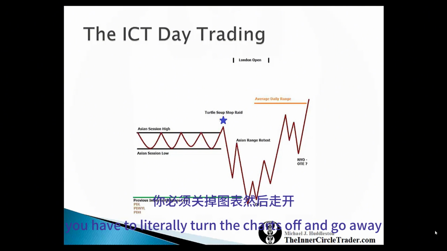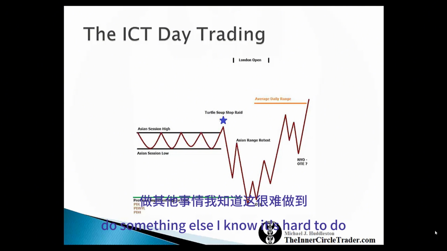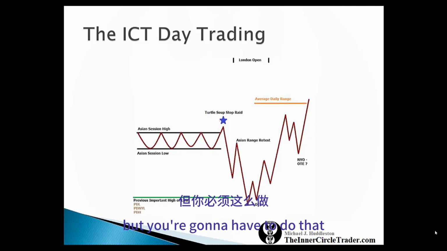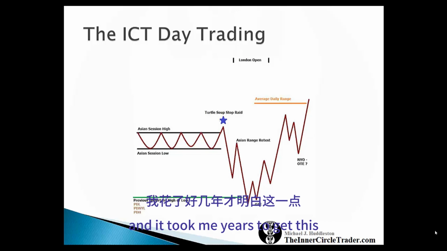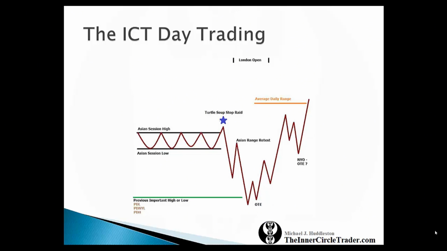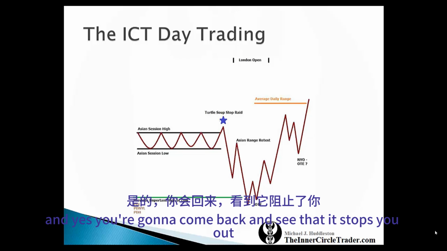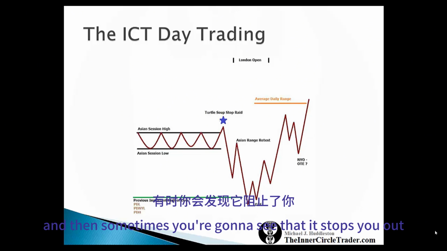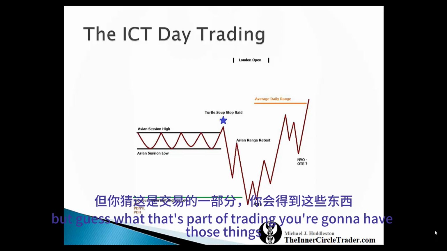You have to literally turn the charts off and go away. Do something else. I know it's hard to do, but you're going to have to do that. And it took me years to get this, where I just simply let it happen. And yes, you're going to come back and see that it stopped you out. And then sometimes you're going to see that it stops you out and then moves in your favor. But guess what? That's part of trading.